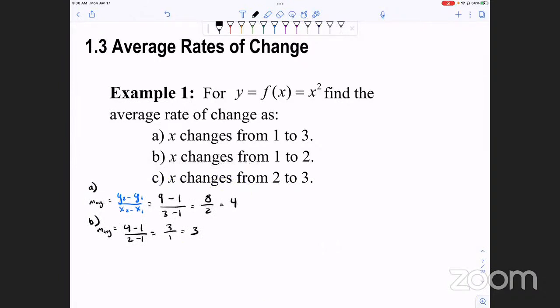And then for part C, when we plug in 3 squared is 9, minus 2 squared is 4, over 3 minus 2.